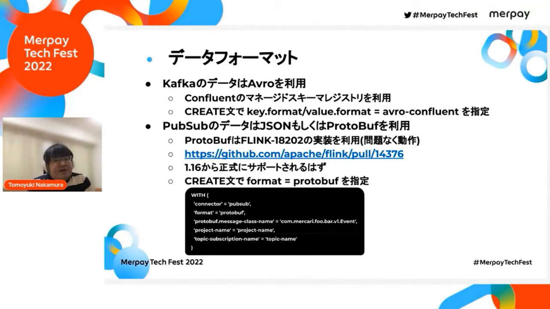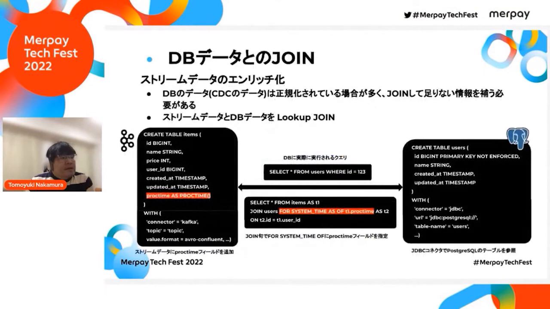Next, let's look at join with DB data. In the case of CDC data, there are many cases where the data is normalized and it is necessary to join to compensate for missing information. In Flink SQL, you can easily look up join stream data with DB data in a join clause. The table on the left is for Kafka stream data. Add a field called proctime to the stream data.